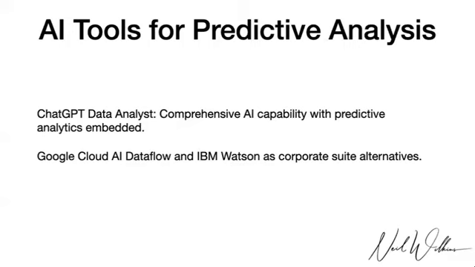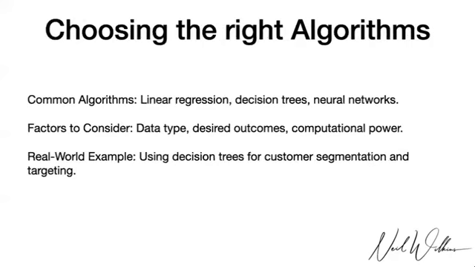So Google Cloud AI Data Flow, which I'll show you in just a little while, and IBM Watson, which has been around for many, many years, but is now providing corporate level, and they describe them as corporate suite alternatives, if you like, to the more entry-level ChatGPT. So we can decide at what level we want to pitch into, but I would always say let's begin with the more simple models that enable you to build up a skill set and build up the confidence that this can actually work for you.